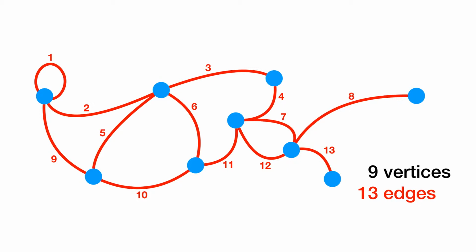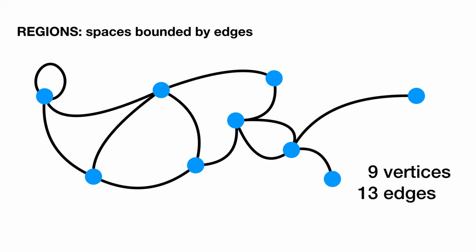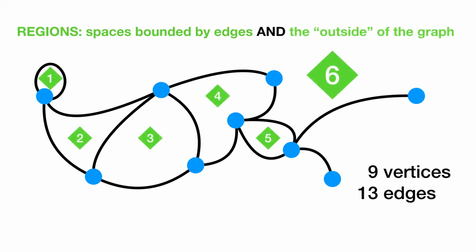It also has a feature that we'll call regions. Regions are spaces that are bounded by edges, and we also consider the, quote, outside of the graph a region as well. So, in this case, for this graph, we have a total of 6 regions.